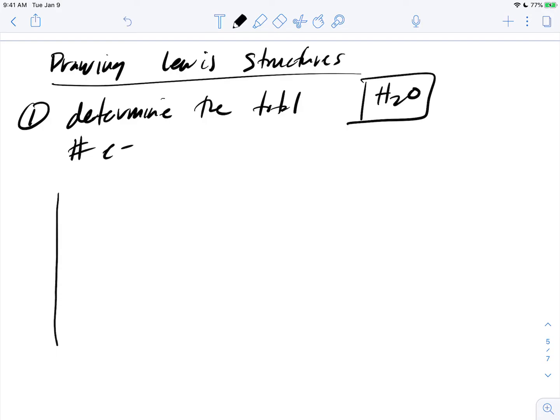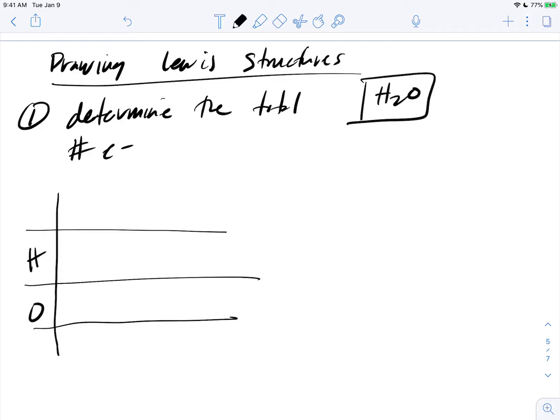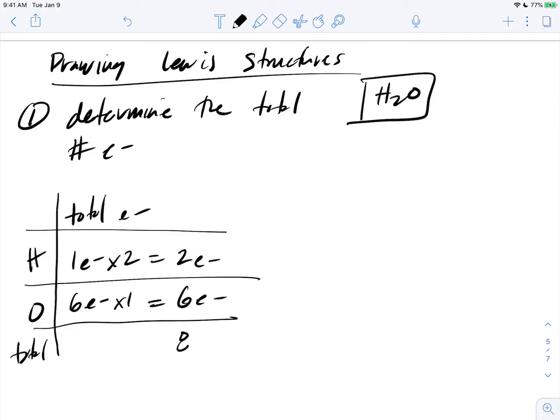So I like to make a little table, and this might seem overkill, but it is pretty helpful for some different problems. The main thing is you want to figure out the total electrons, and you're going to do that by saying how many valence electrons does the hydrogen have? It has 1. And then how many hydrogens do you have? Well, you have 2. We'll say 1 electron times 2 hydrogens equals 2 electrons. And for oxygen, you have 6 valence electrons times 1 is equal to 6 electrons. So your total number of electrons is going to be 8 electrons. This is how many electrons need to be in your structure.